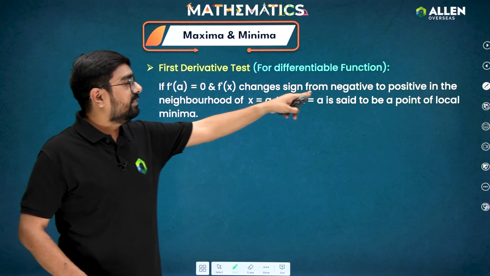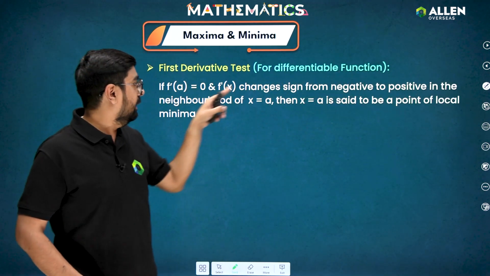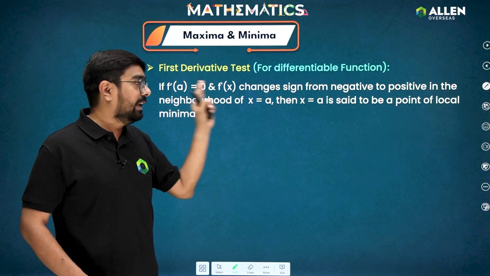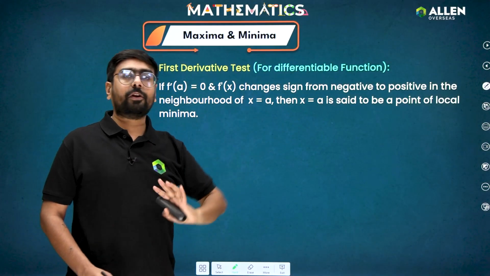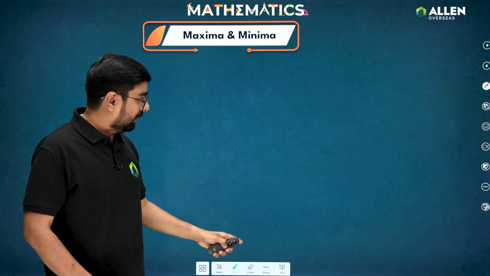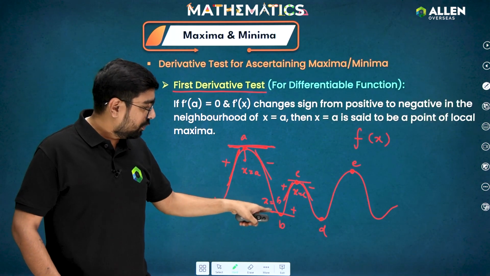Now, if the sign changes from negative to positive in the neighborhood of x equal to a, where again f dash a is equal to 0, and the sign of f dash x changes from negative to positive, then these points are called the points of local minima.